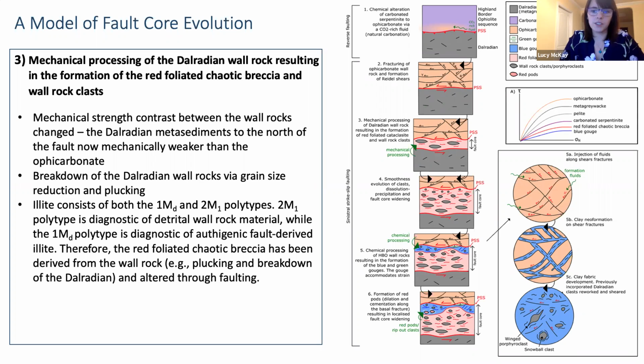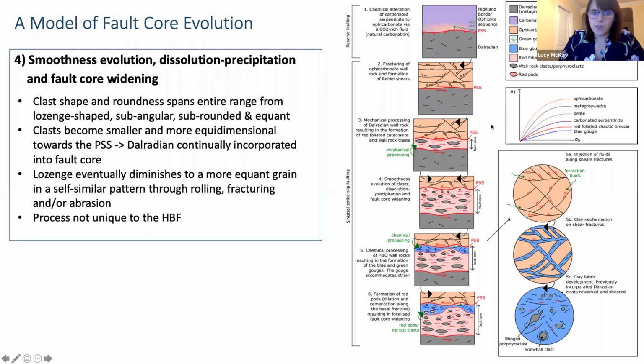So yeah, basically the red foliated chaotic breccia starts to form at this stage through the mechanical processing of the Dalradian. Next, you've got all these clasts, which I showed you in thin section, and they're becoming smoother and more equant as you get towards the main slip surface of the fault. So you've got rolling, fracturing, and/or abrasion, and this process of clast evolution in a fault core is not unique to the Highland Boundary Fault. It's been described in the literature for many other faults. So this is not unique.